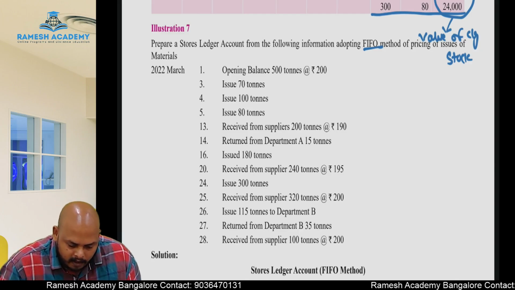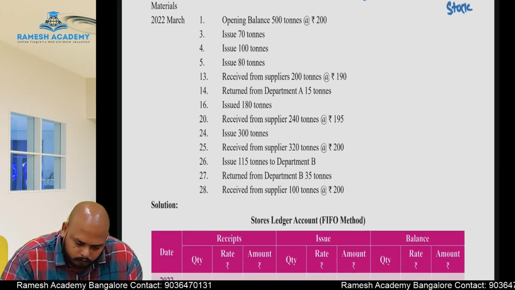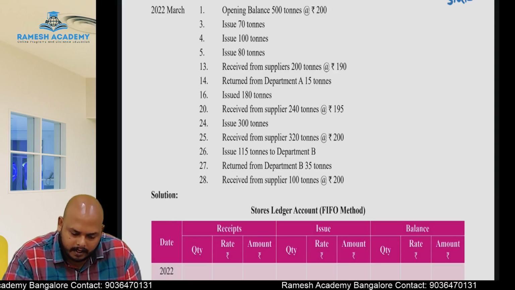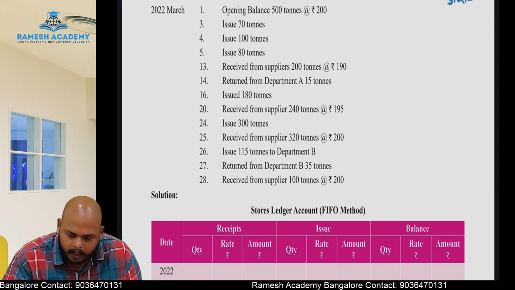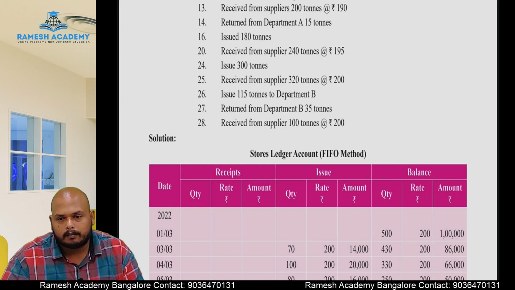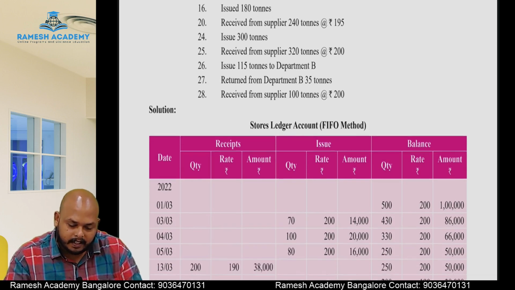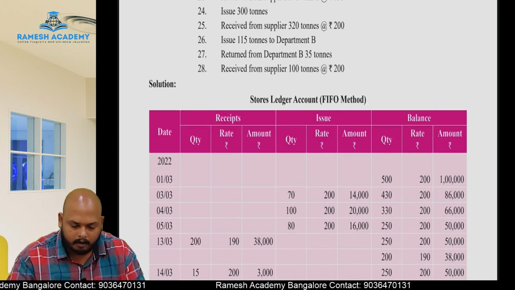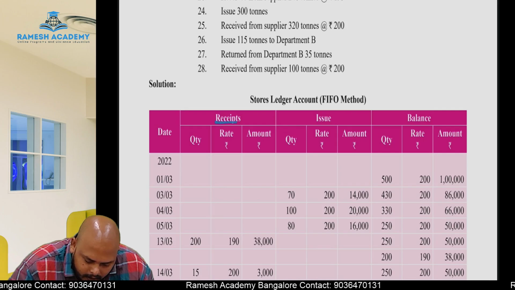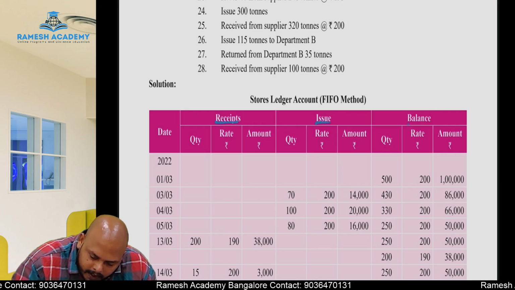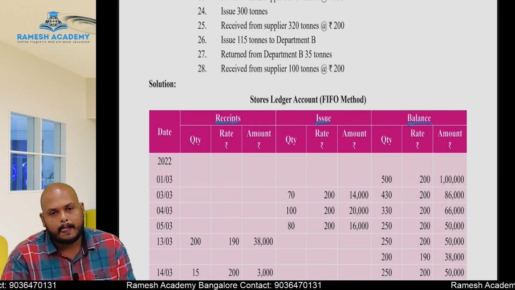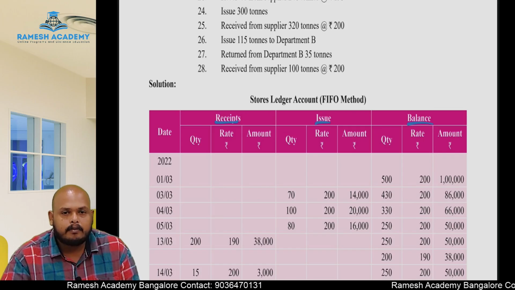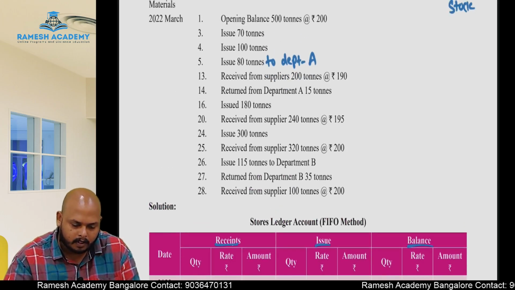Okay? See, they gave the receipts, they gave the issues also. Let us see the question. Stores ledger account, first in, first out method. There is a receipt column, there is an issue column, there is a balance column, which you know as usual. So in this question, what are we going to learn? There are some adjustments which you are going to learn newly. See here, it's not the same.